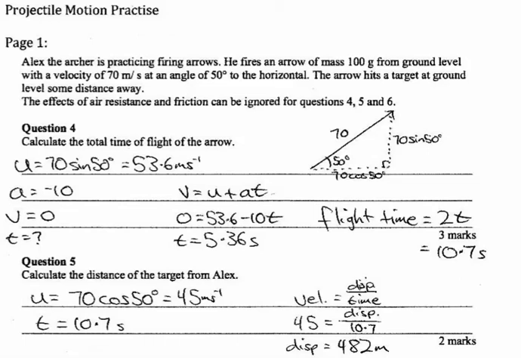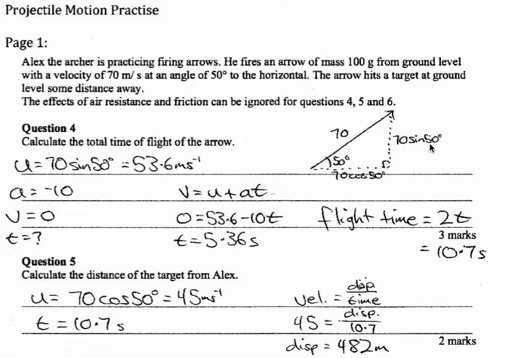Okay, first question. We're being asked to find the total flight time of an arrow that's launched. So the first thing to do, of course, is to draw a quick little diagram. Here's the velocity of the arrow being launched at 70 meters per second. Here's the horizontal component of that, 70 cos 50, and the vertical component, which is equal to 70 sine 50.